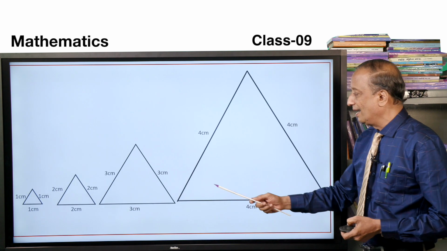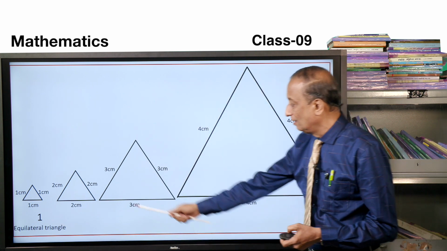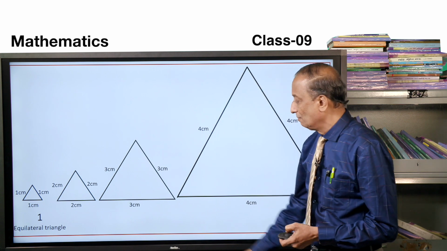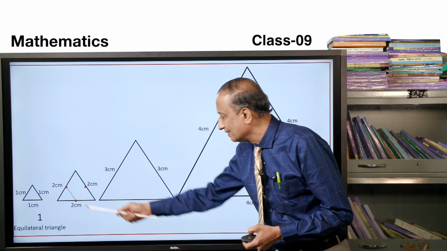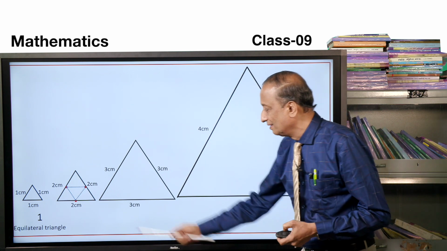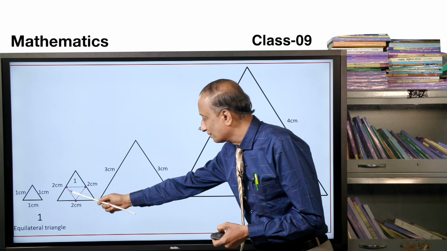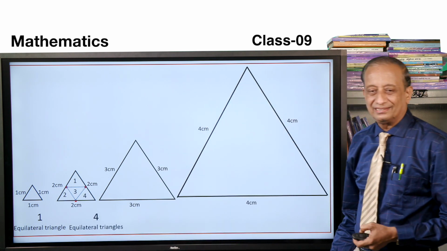In this first one we have one equilateral triangle. How many equilateral triangles are there inside this of 1 centimeter each? For this we have to choose the midpoints of all the 3 sides and join them in order like this. So we got equilateral triangles of 1 centimeter each. If you just count, you will see that there are 4 equilateral triangles.